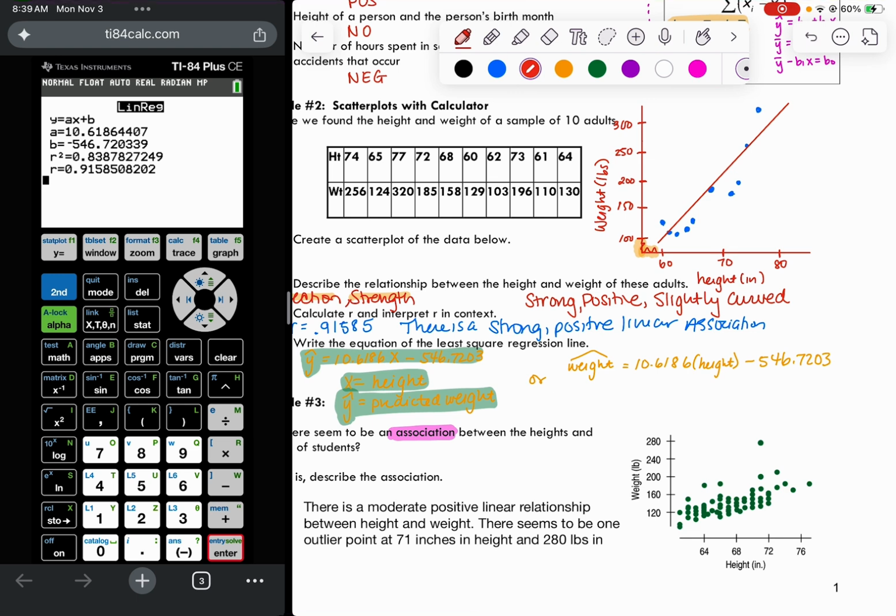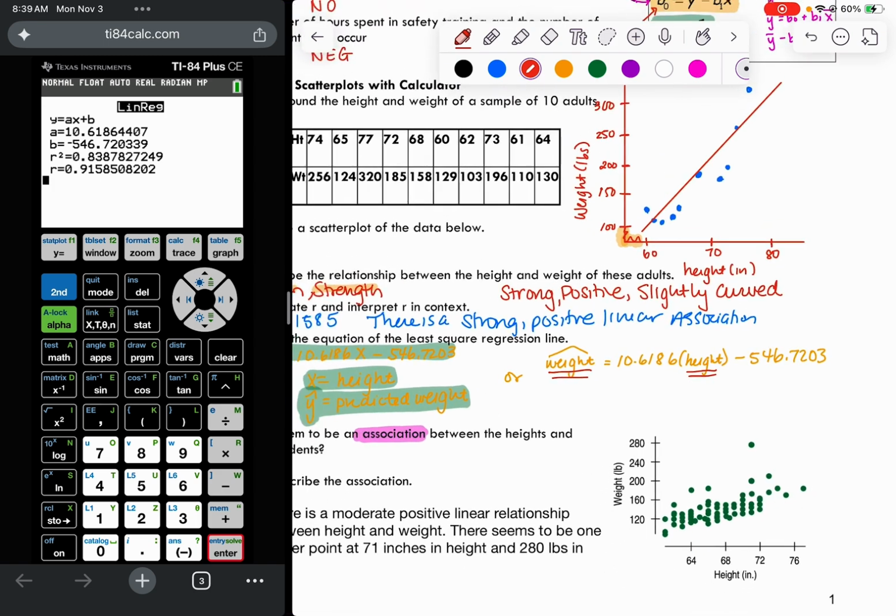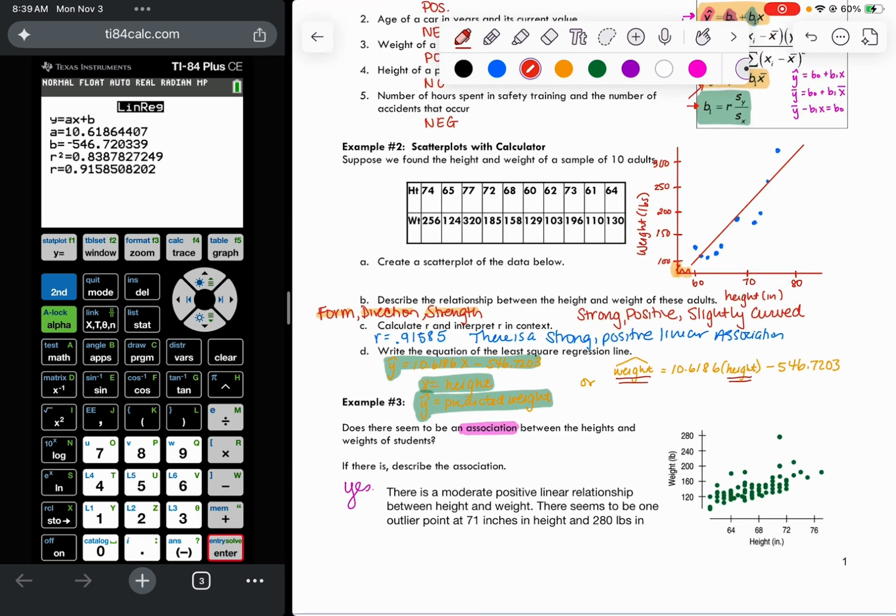Another way to write your equation, so they're kind of tackling two birds with one stone, you could also write the words under the symbols, like predicted weight equals your number. You write the word height and then your y-intercept at the end, okay? So there's two different ways, but either way you have to define your variables. If the variables are not defined, you will not get credit for writing the equation on the regression line, okay?